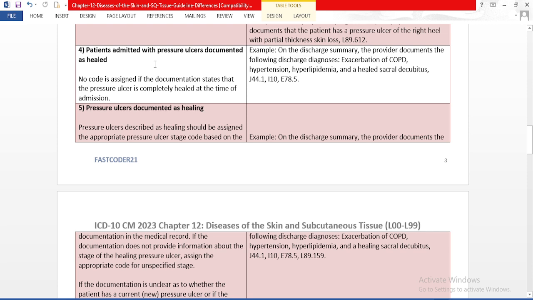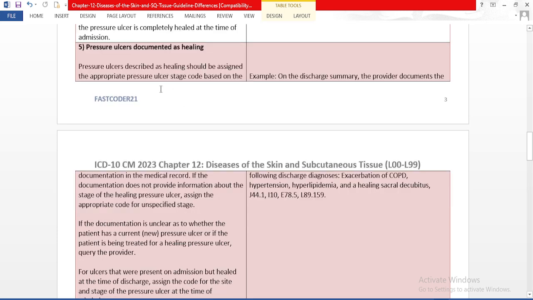We have one more guideline here. Patients admitted with pressure ulcers documented as healed. When the documentation or physician mentions the pressure ulcer as healed, we do not need to code any code. We have an example here. On the discharge summary, the provider documents the following discharge diagnosis: exacerbation of COPD, hypertension, hyperlipidemia, and healed sacral decubitus ulcer. So we have coded here only COPD, hypertension, hyperlipidemia, as a healed sacral decubitus ulcer means it is already healed. Based on guidelines, we do not need to code healed sacral decubitus ulcers.